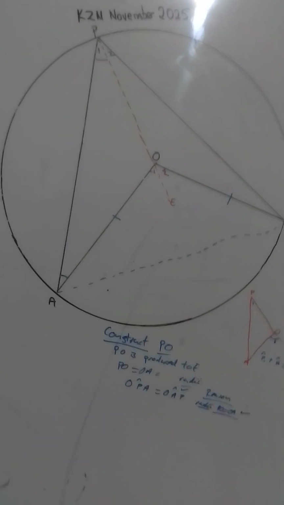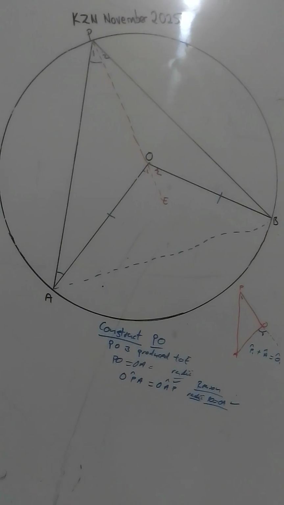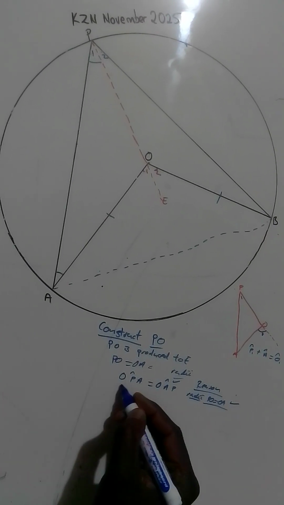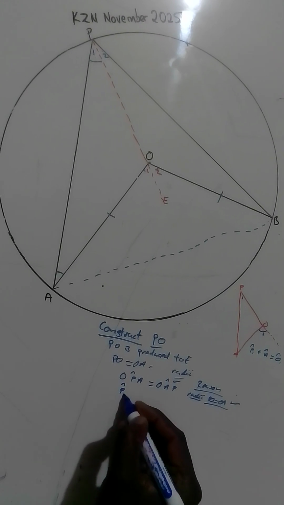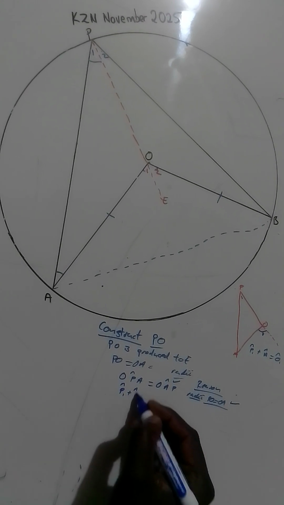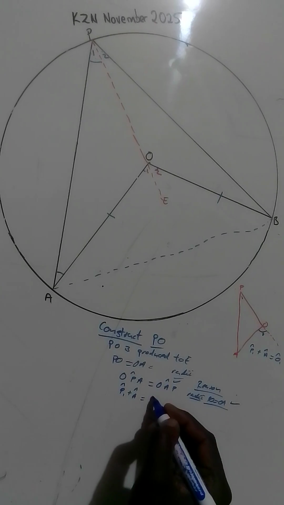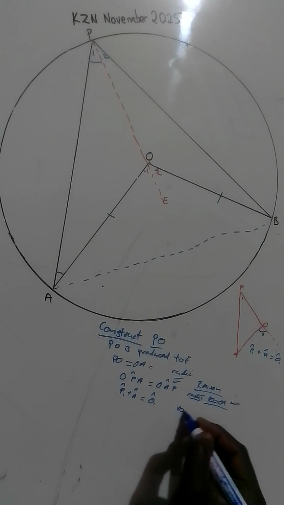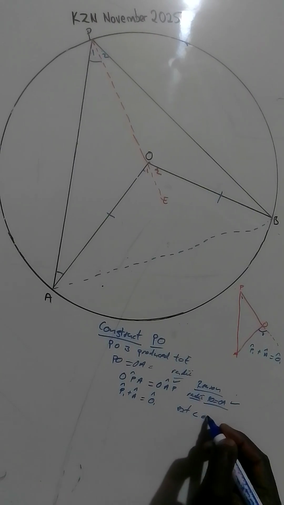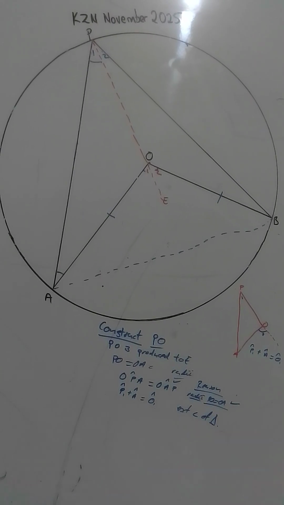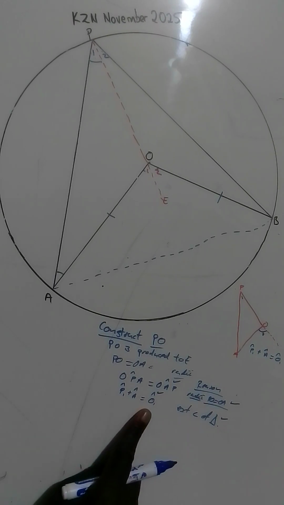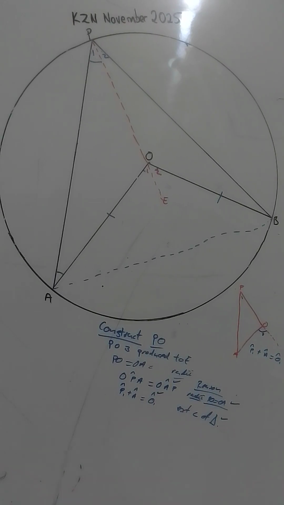Now I come here officially on my answer sheet. I now tell them that angle P1 plus angle A are equal to angle O1. And my reason, I say exterior angle of a triangle, right? So I get a mark here, I get a mark there for the angle and for the reason. Now that I've done that, what am I going to do?